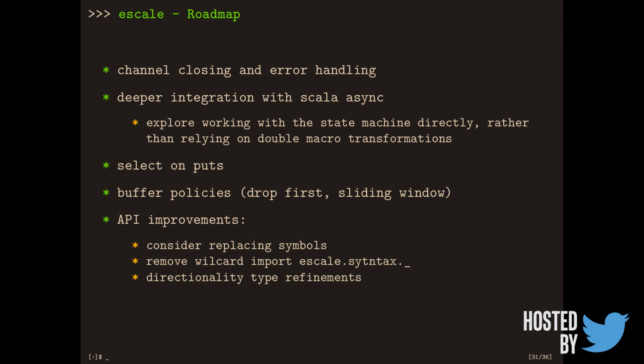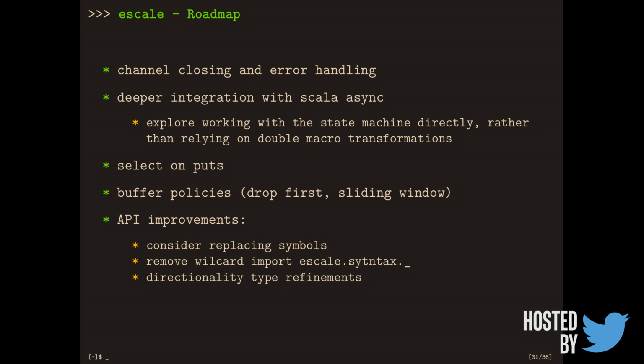So I would love to have an alternative to symbols. I modeled the symbols because I copied Clojure async. Clojure async used essentially these same symbols, so I just copied their convention, but I think put and take is clearer. Other thing is this wildcard.